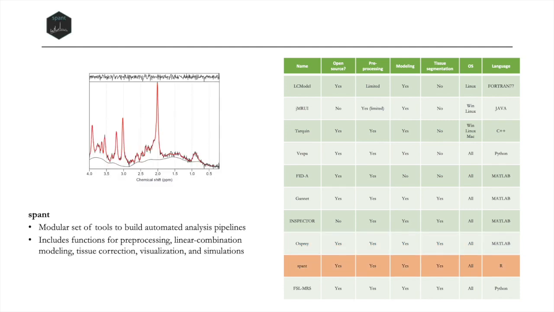The SPANT toolbox is a collection of modular command line tools, most notably in the R language, allowing users to build their own fully automated analysis pipelines. SPANT also covers everything from pre-processing to modeling, quantification, and visualization, and contains functions for simulations as well.